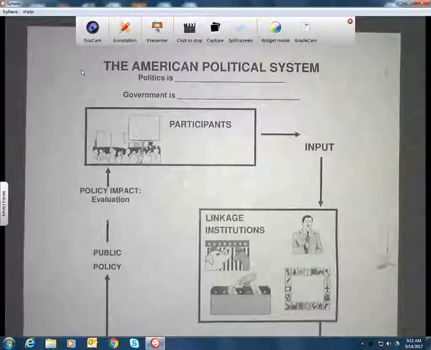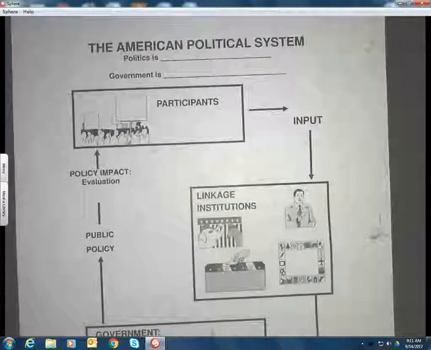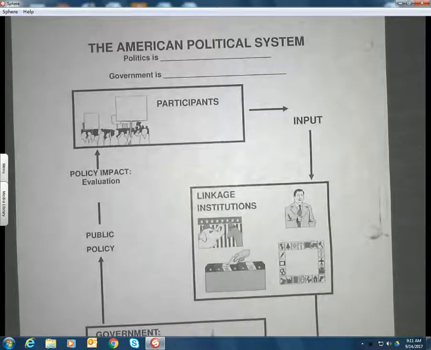All right, so we are in your public policy purple book. Basically, I'll just call it your purple book. And today what we're going to do is walk through and get ourselves a picture of what the American political system looks like.